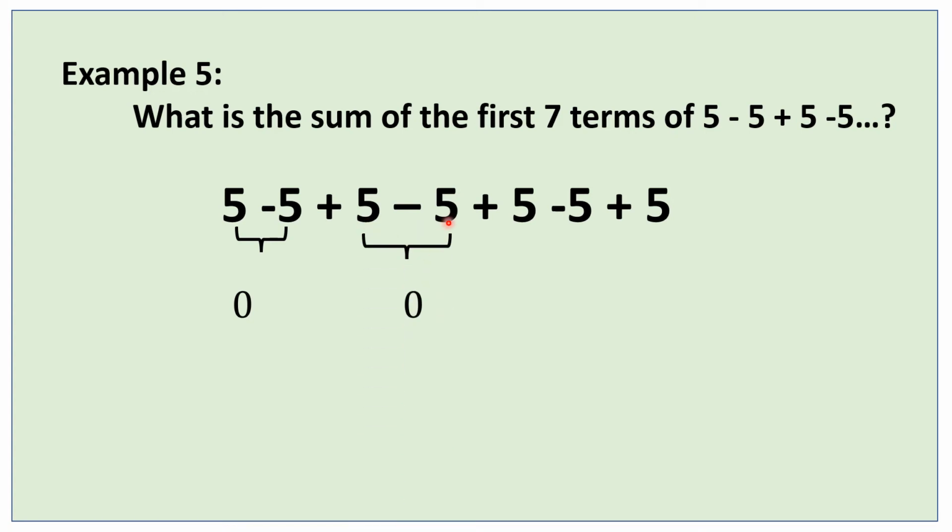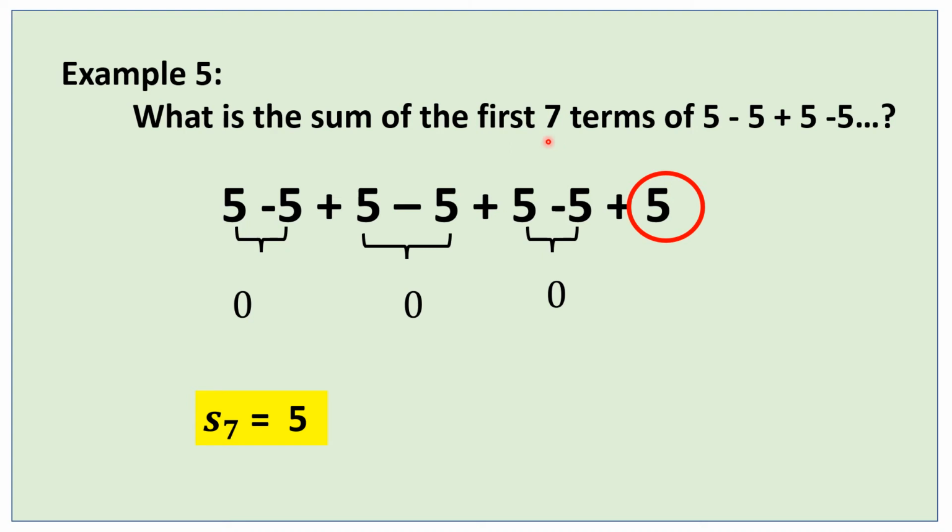Ito ring third tsaka fourth is equal to 0. 5th and 6th is 0. At natitira po yung first term. So, ang sagot natin ay yung ating first term. So, therefore, the sum of the first 7 terms is equal to 5, which is the first term. Ayan. So, nangyayari naman yun na first term ang sagot kapag ang bilang ng terms ay odd number.